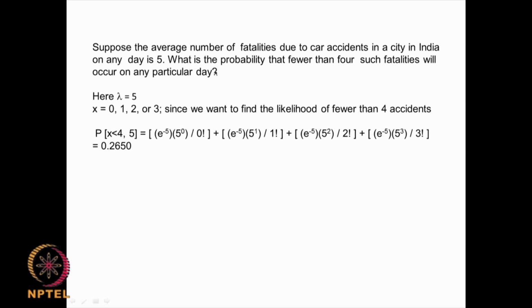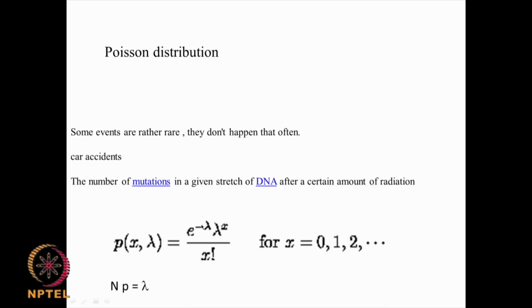So, if I say tomorrow, what will be the probability that fewer than 4? That means it could be 0 accidents, it could be 1 accident, it could be 2 accidents, it could be 3 accidents, because you are saying fewer than 4. So, what is the probability, say, if tomorrow in that particular city you have fewer than 4 accidents? So, you know this equation, e power minus lambda, lambda to the power x, by x factorial. Okay, and you need to put x is equal to 0, then x is equal to 1, x is equal to 2, x is equal to 3, then add up all of them.